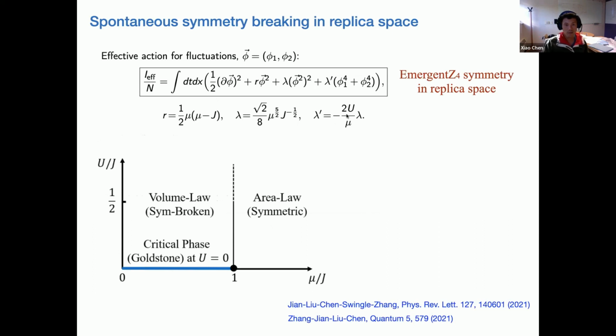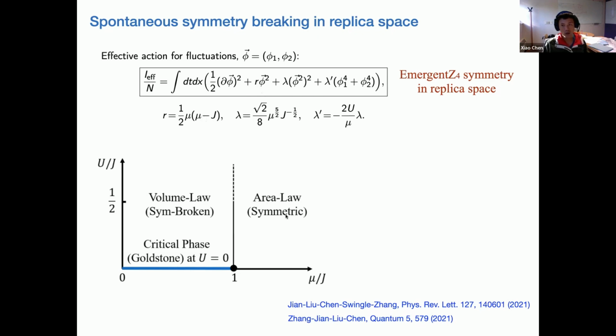There is an emergent Z4 symmetry in this Ginsburg-Landau theory in the replica space. This emergent Z4 symmetry is interesting. When R is negative, the system spontaneously breaks the symmetry, corresponding to the volume-law entangled phase. When R is positive, this restores the symmetry, and this is the area-law entangled phase. If we draw the phase diagram as a function of mu divided by J, this part is symmetry breaking, while this part is a symmetric phase.